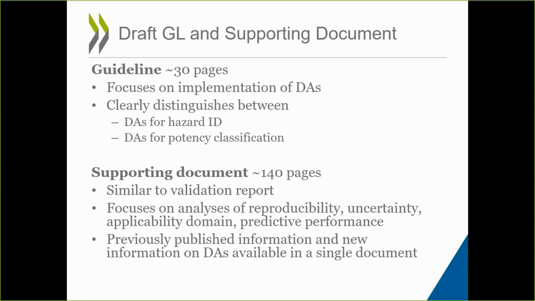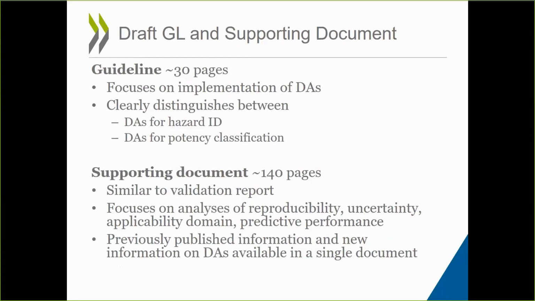So just to give you an overview of those 3 milestones, the guideline and supporting document, both of which the drafts that were circulated in October are available on the public website if you're interested in taking a look at those. But the guideline is about 30 pages long. It included those Group 1 DAs, those first 3 I mentioned, and the version 1 and version 2 of the COW ITS. The intention is really that this is focused on implementers of defined approaches, the users of the guideline. It clearly distinguishes between defined approaches for hazard identification and those that can be used for potency classification, but the document is relatively short.